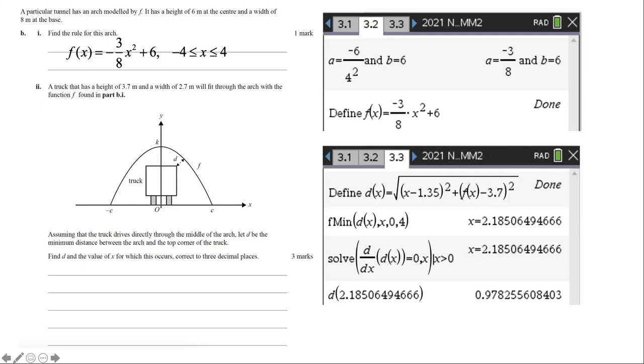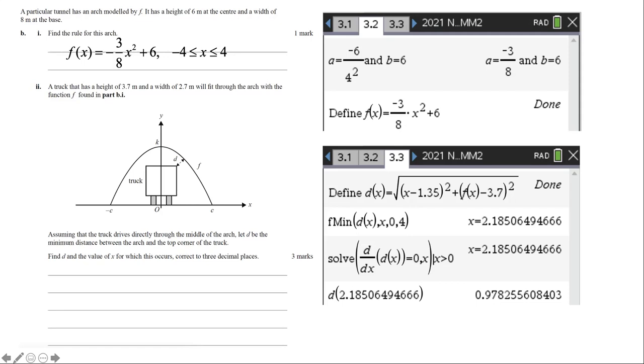So the width is 2.7, and the x value from here to here should be 1.35. The height from the ground is 3.7. With the coordinate here 1.35 and 3.7, I use the Pythagorean theorem or distance formula. On the graph of f, the coordinate is x, f of x. So I can calculate the distance as indicated in my CAS entries. Then I just do fMin d of x, comma x, comma 0 to 4, because 0 to 4 is an appropriate domain. I know the point should lie within this domain along the curve.